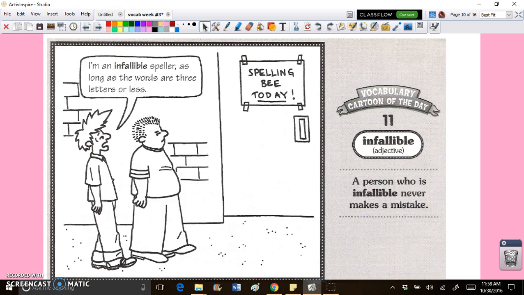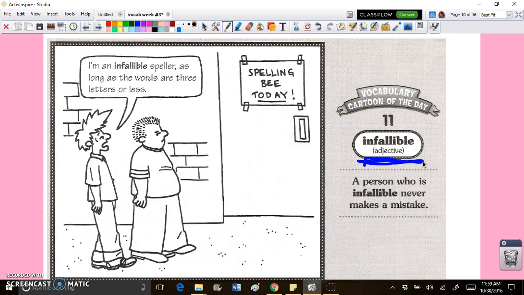All right, our next word is infallible. And once again, infallible is an adjective used to describe people, places, or things. A person who is infallible never makes a mistake. So this kid thinks he is an infallible speller as long as the words are 3 letters or less.